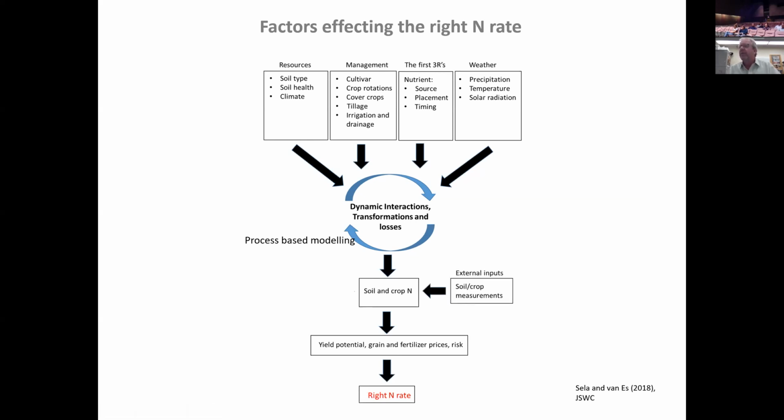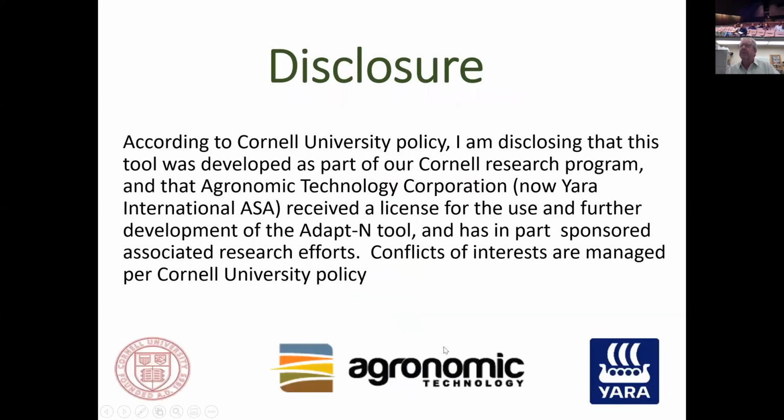Now, you can supplement that information with some external inputs, like, for example, a PSNT measurement, or you can use sensors, like proximal or remote sensing. Proximal is things like GreenSeeker. Remote sensing, of course, is things like satellites or airplane or even drone information. And all of that then potentially gives you better estimates.